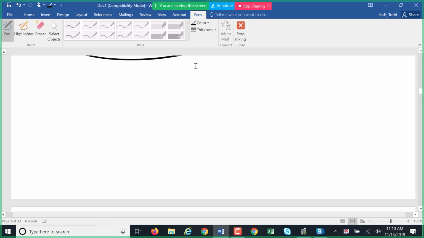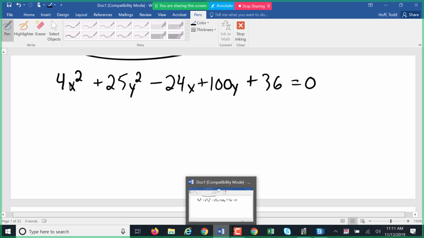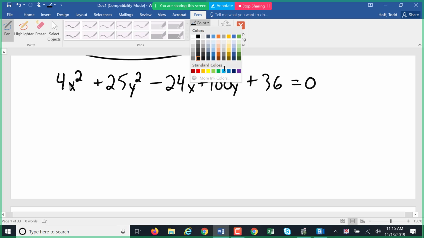I'm going to have you guys try one on your own. I'll give you about 3 or 4 minutes to work on this. 4x squared plus 25y squared minus 24x plus 100y plus 36 equals 0. So I'll give you, like I said, 3 or 4 minutes, and then we'll come back. Let's take a look and see how this is going.